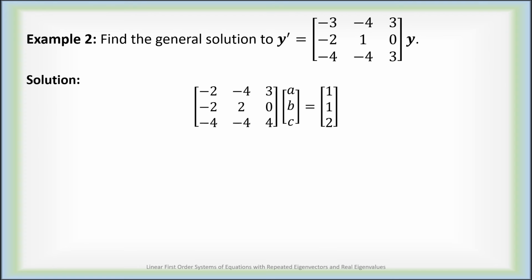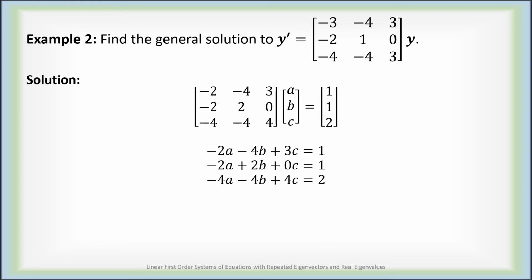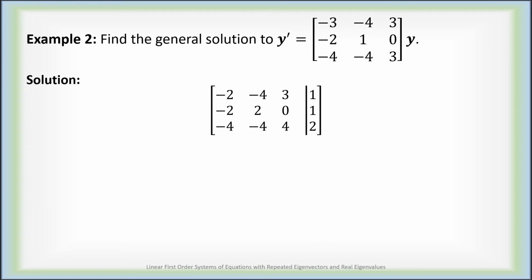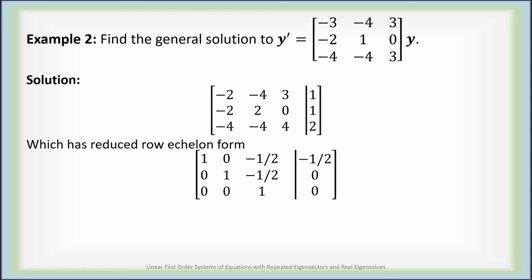So here's what we need to solve. We have a matrix times a column of unknowns equals the eigenvector we found of 1, 1, 2. We can write it out in terms of these three equations, but for a change of pace, let's just go ahead and set up the augmented matrix. Okay, 2, -4, 3, 1, 2, 2, 0, 1, -4, -4, 4, 2. So we've got this augmented matrix here. We work to get it into reduced row echelon form, and here's what you'll end up with. Here is the reduced row echelon form of the matrix above.